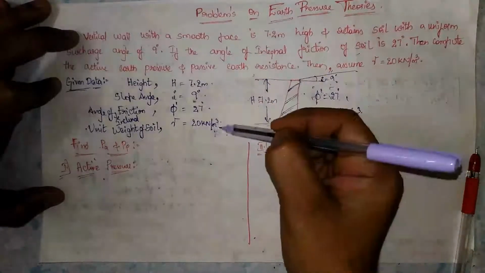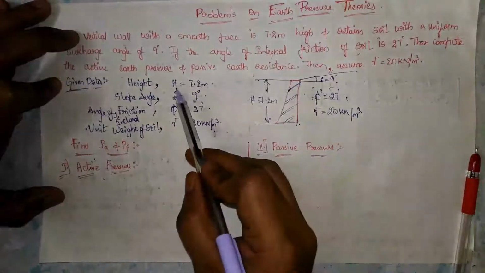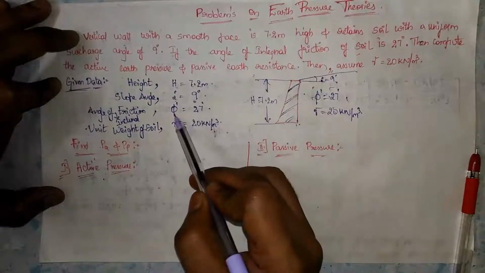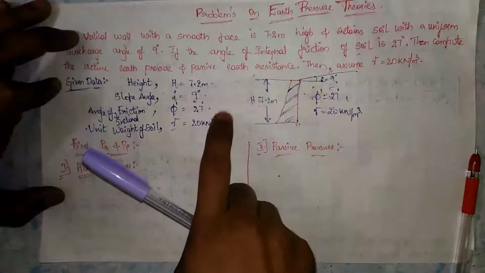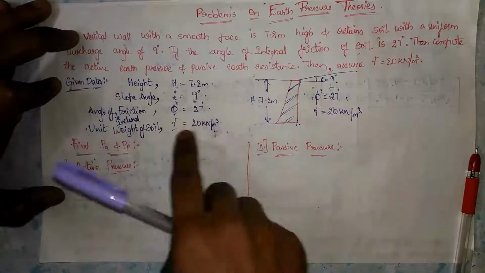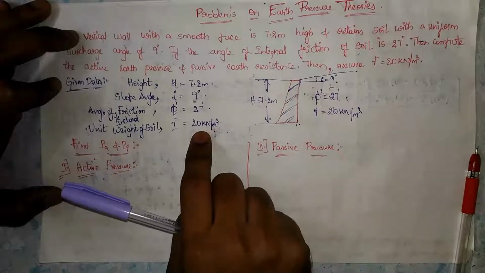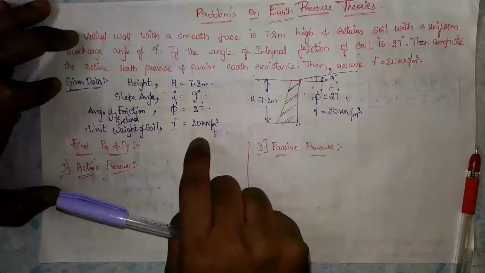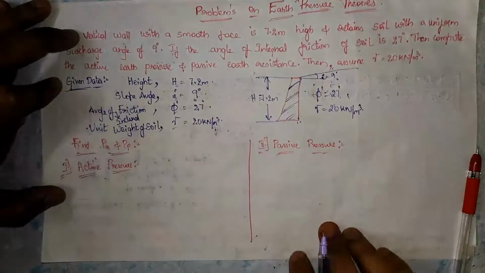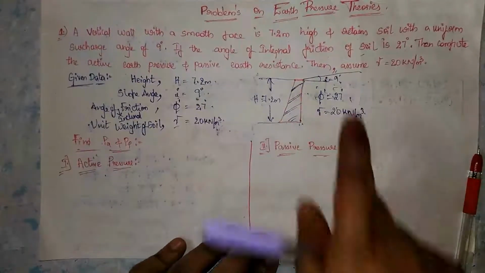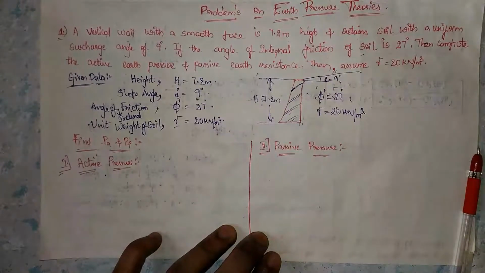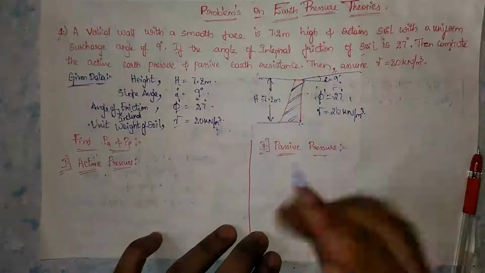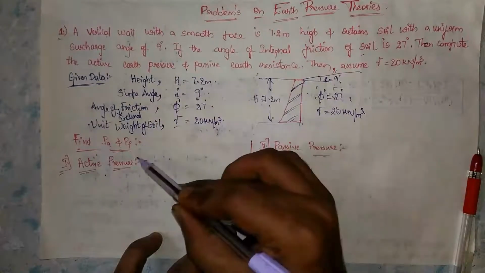So see here, given data parameters, what he has mentioned: h, height, next inclined surface, phi, next beta. These given data parameters will be suited for Rankine's theory, because Coulomb's theory also has an inclined surface, but the equations of passive pressure and active pressure are very lengthy, so the given parameters are not suited for Coulomb's wedge theory. So the given parameters are suited for Rankine's theory.